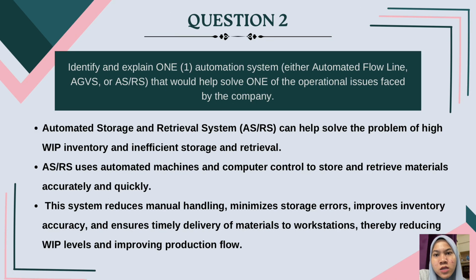So for the last question, the question asks to identify and explain one automation system that would help solve one of the operational issues faced by the company. So I choose the automated storage and retrieval system, or we call it ASRS, because it can help solve the problem of high work in progress inventory and inefficient storage and retrieval. ASRS also uses automated machines and computer control to store and retrieve materials accurately and quickly. This system also reduces manual handling, minimizes storage error, improves inventory accuracy, and ensures timely delivery of material.